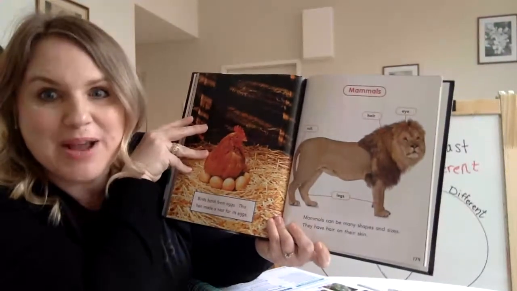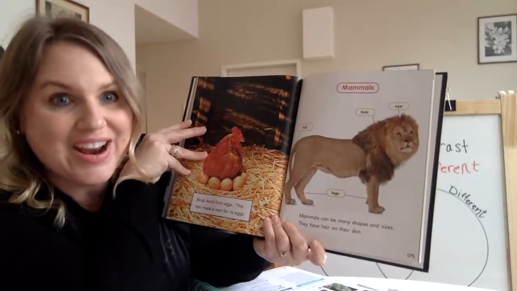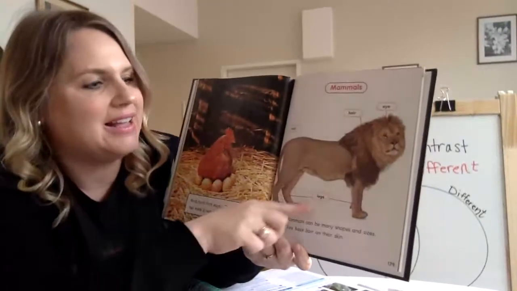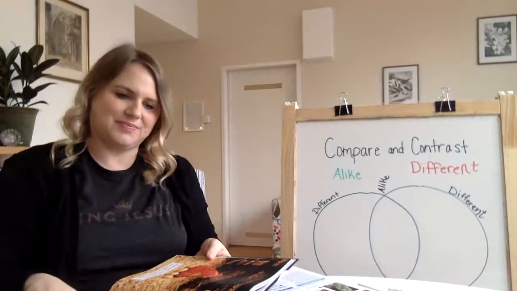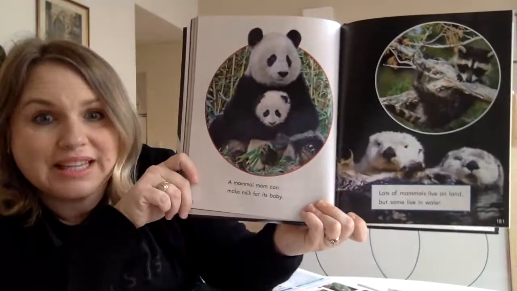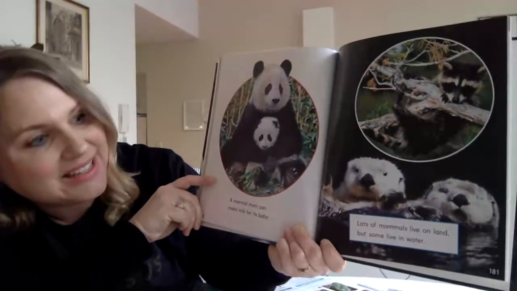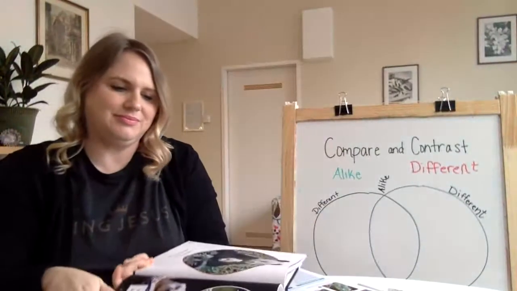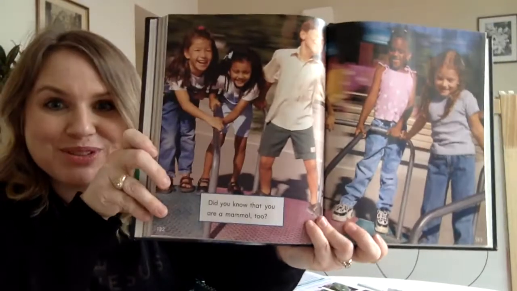A lion must be a mammal. Mammals can be many shapes and sizes. They have hair on their skin, tail, hair, eye, legs. A mammal mom can make milk for its baby. Lots of mammals live on land, but some live in water. Did you know that you are a mammal too?